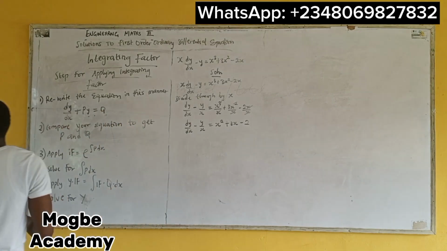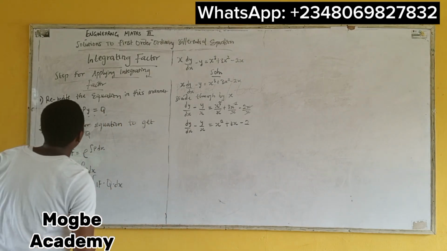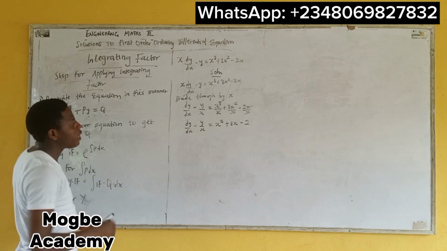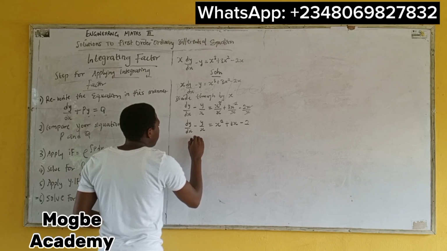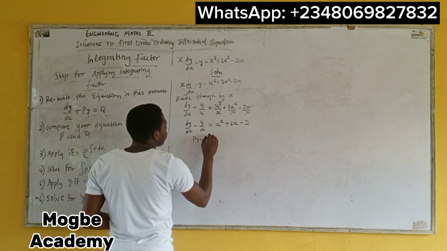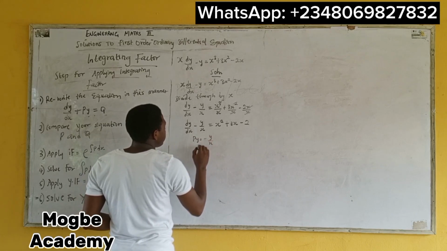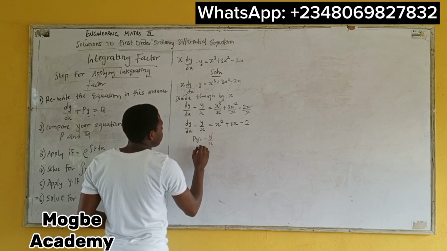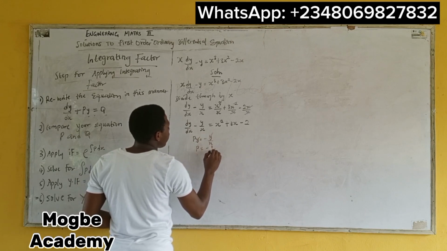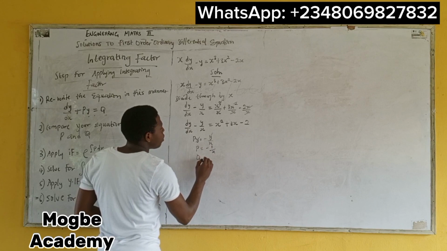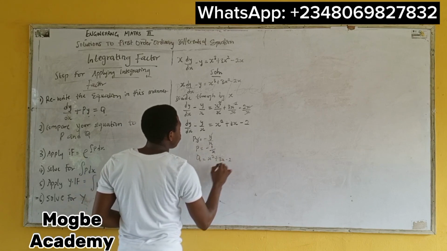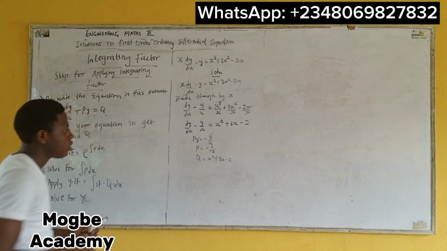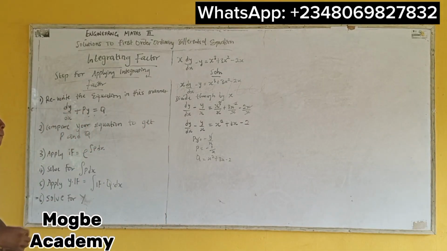What do you think we should do next? The next thing is to compare to get your p and q. Now looking at the equation, what is our p and what is our q? We know that our p y is equal to minus y over x. So y cancels y, we are left with p equal to minus 1 over x. And our q is x squared plus 3x minus 2. You understand? So that's our p and our q.